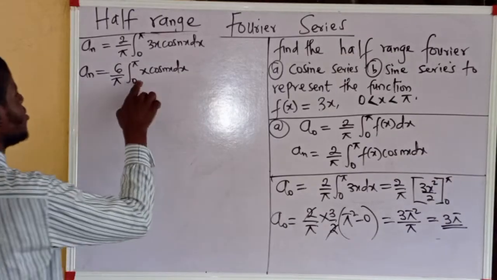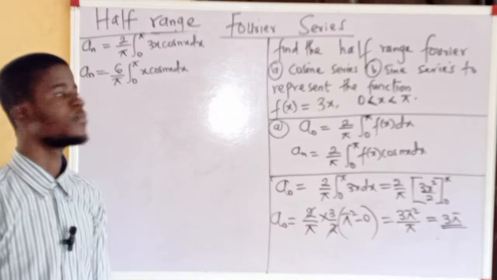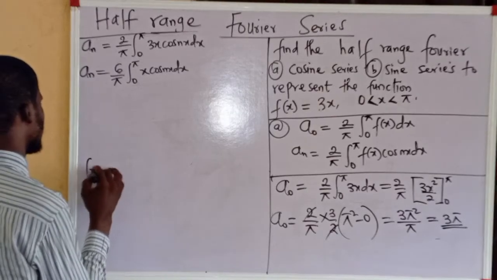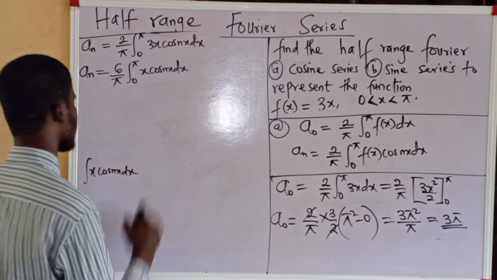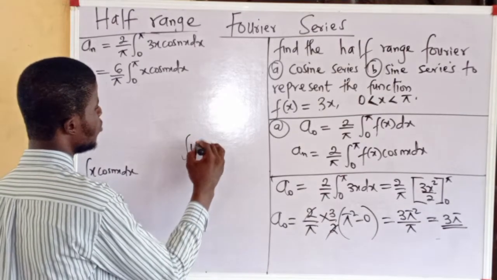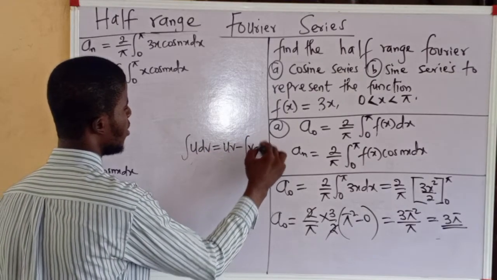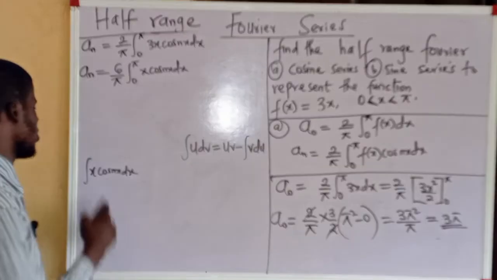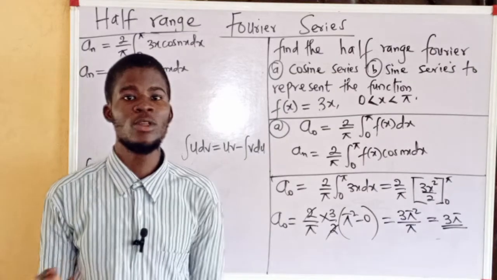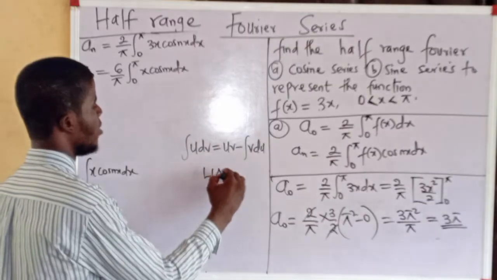To determine this, the integral of x cos nx dx, we are going to make use of integration by parts. So let's integrate it. Let's do it here. The integral of x cos nx dx. The integration by parts formula says that the integral of u dv is equal to uv minus the integral of v du. So what is u here? What is dv? There is a mnemonic that we normally use to determine u and dv. That is LIATE.